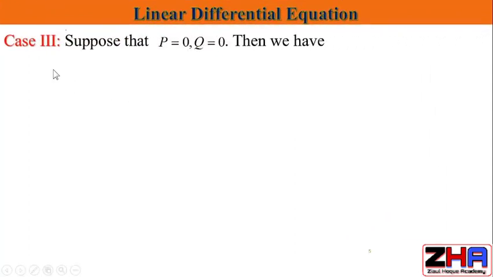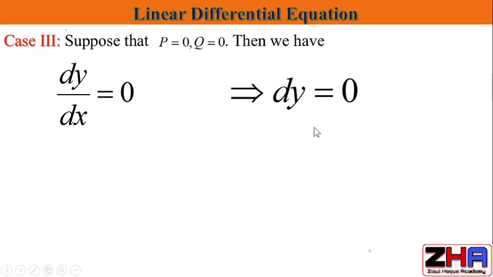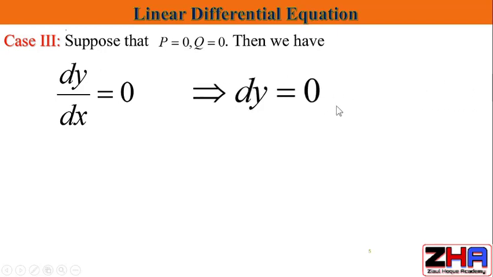Case 3. Suppose that p is equal to 0 and q is equal to 0. Then we have dy by dx equal to 0, which gives dy is equal to 0. After integration it gives y is equal to c.